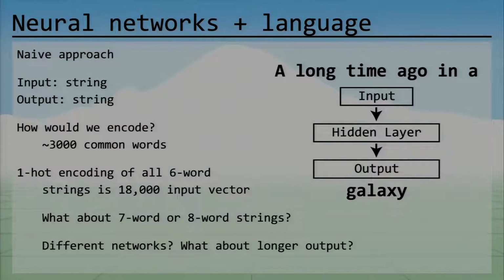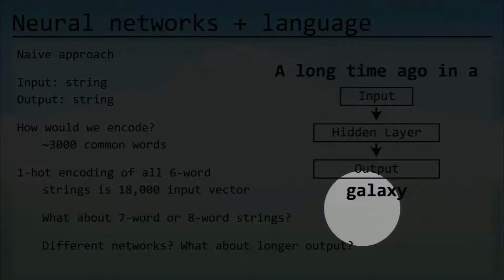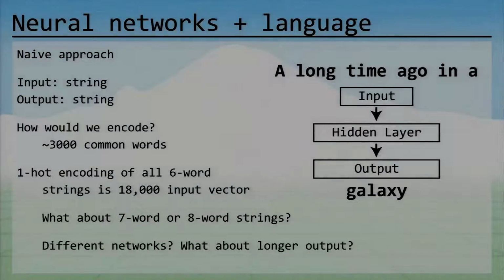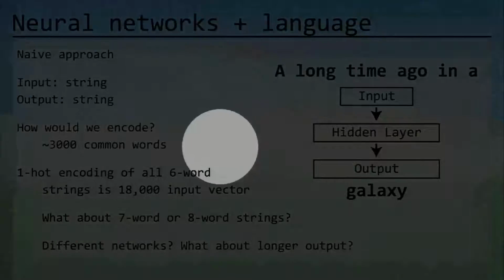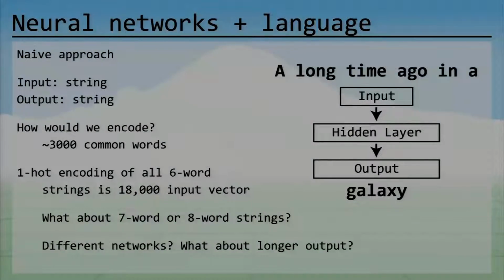So in practice, people generally use around 10,000 words or more when doing some kind of encoding into a neural network. But the problem is, if we want our input to be just a string of words, how long of a string do you want? If we're looking at encodings of 6-word strings, then we have 3,000 words times the 6 words we feed into this neural network, so an 18,000-long input vector, and that's just for strings that have exactly 6 words. And then maybe you want to feed in a sentence that has 7 words or 8 words, and you want to predict the next word. How would you go about doing that?